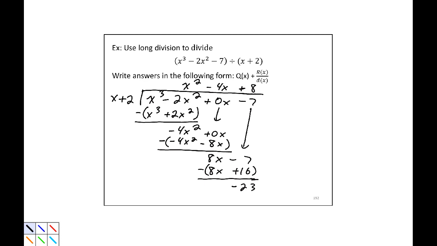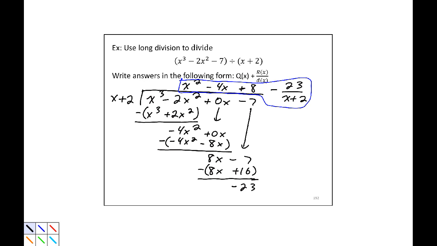So that is my remainder. I cannot divide any further. So my answer is x squared minus 4x plus 8 minus 23 over x plus 2. That is in the form of quotient plus remainder divided by divisor.